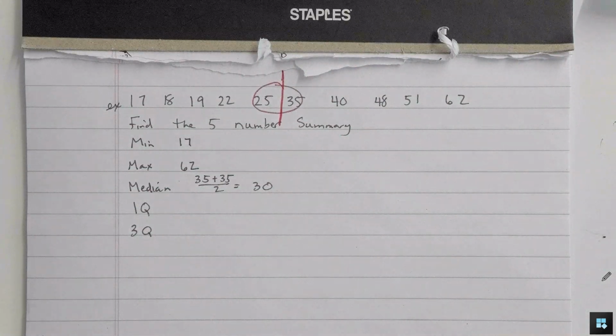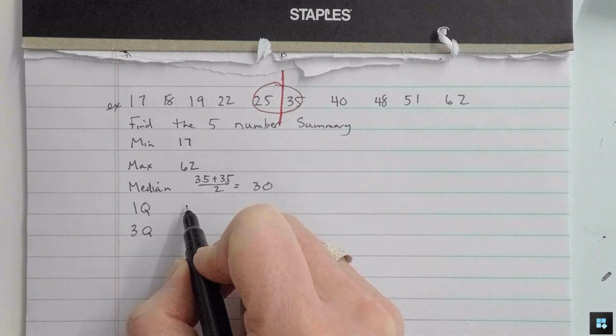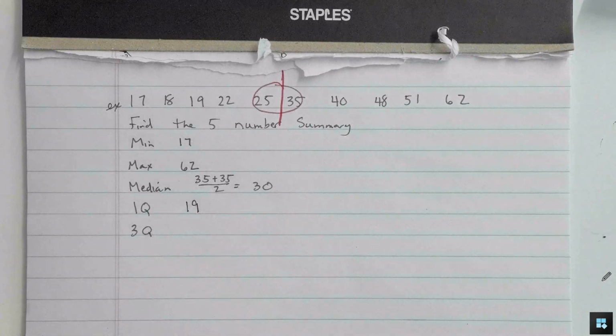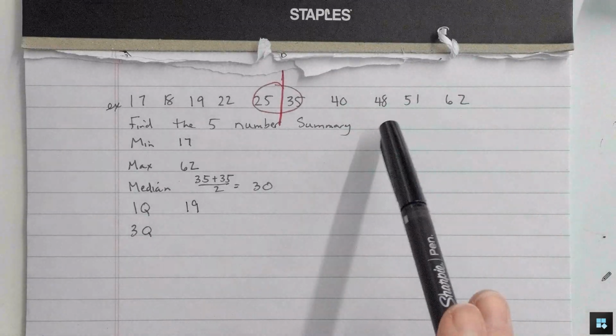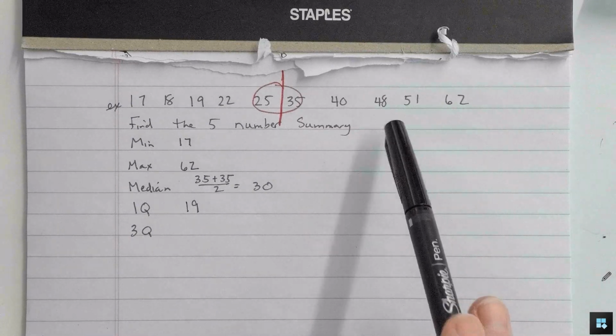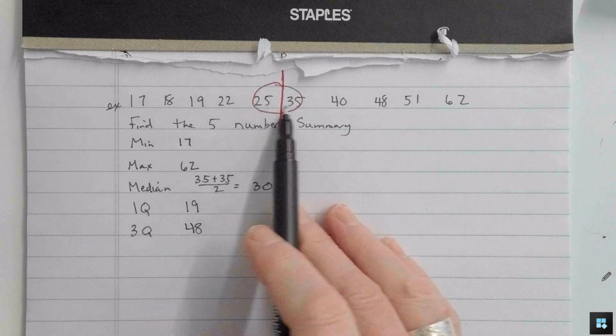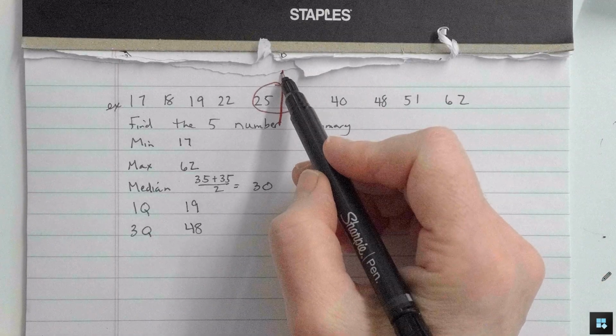So you have the 5 to the left of the vertical line and 5 to the right of the vertical line to find the first quartile and the third quartile, the median of those two sets. So what was the median of the first quartile? Anybody? 19. The number in the middle of those 5 numbers. And the median in the larger set of 5 numbers? 48. Good.